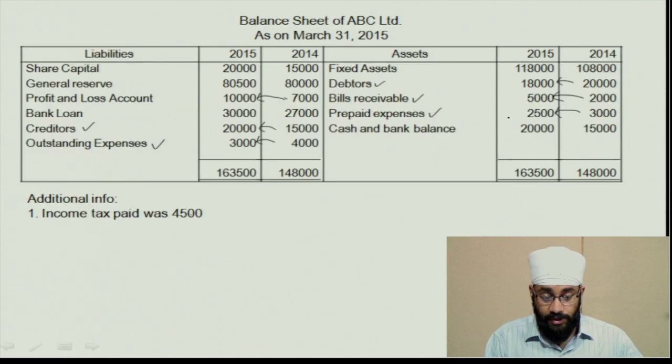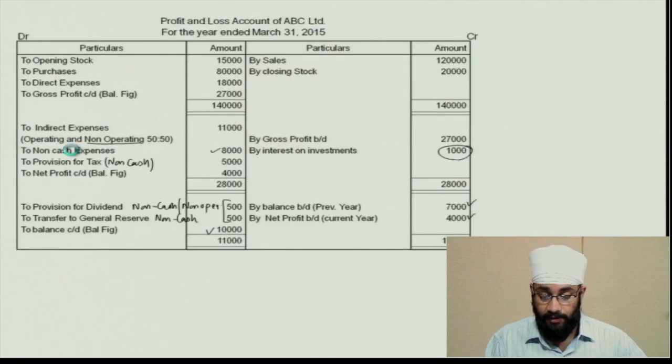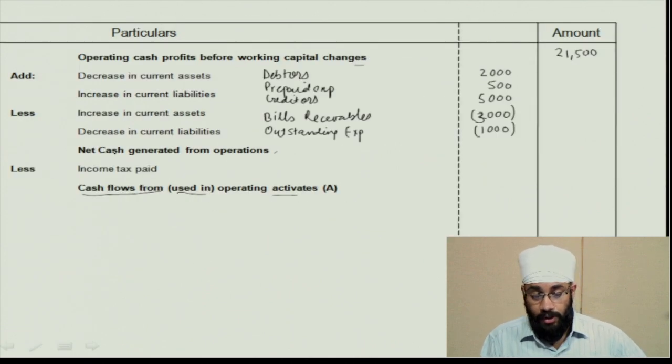So let's check balance sheet one more time to ensure that we have taken care of all the current assets and current liabilities. So debtors, bills receivables, prepaid expenses, and then creditors and outstanding expenses. So we have included all the current assets and current liabilities in the calculations. Now let's do the calculation and find out the net cash generated from operations, which is equal to 3,500.